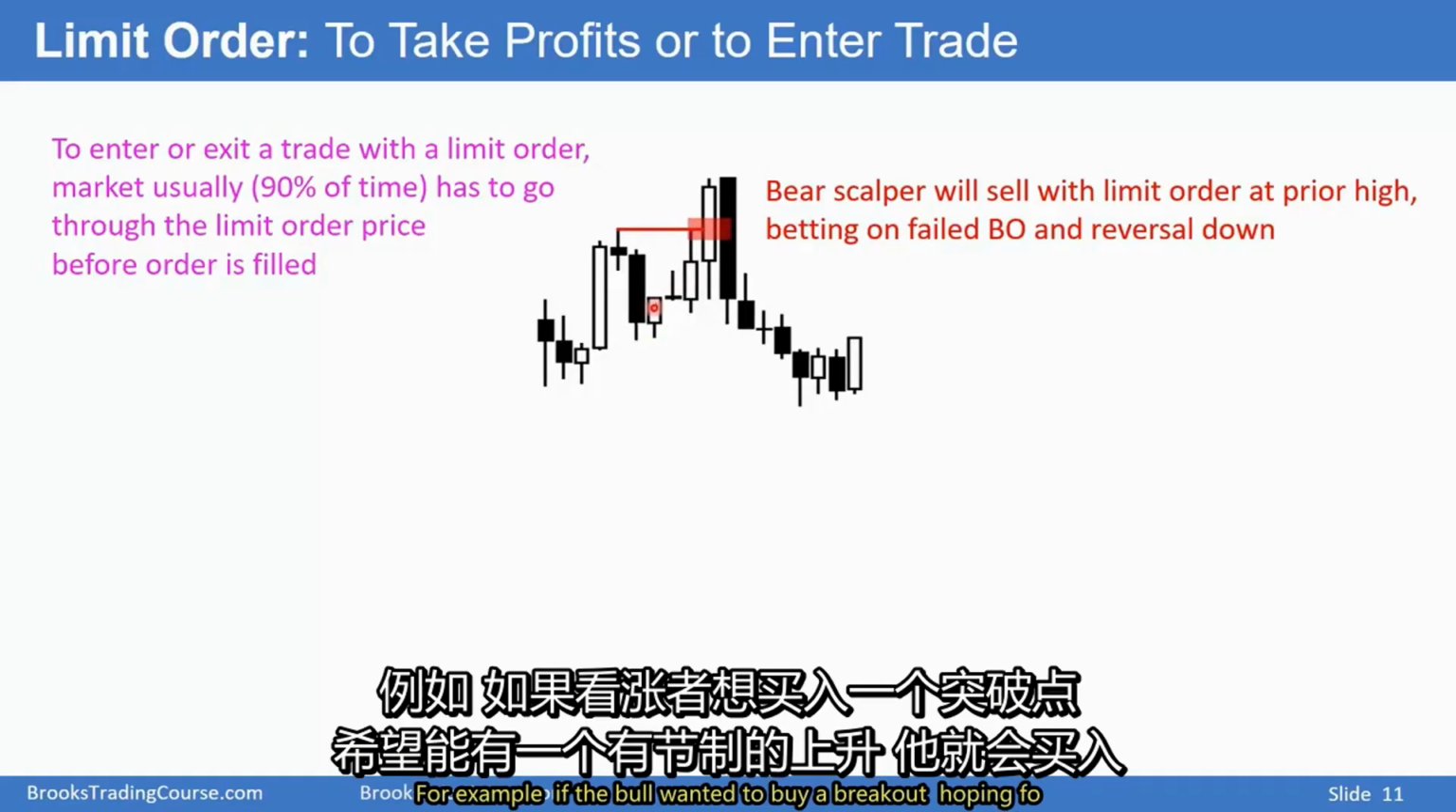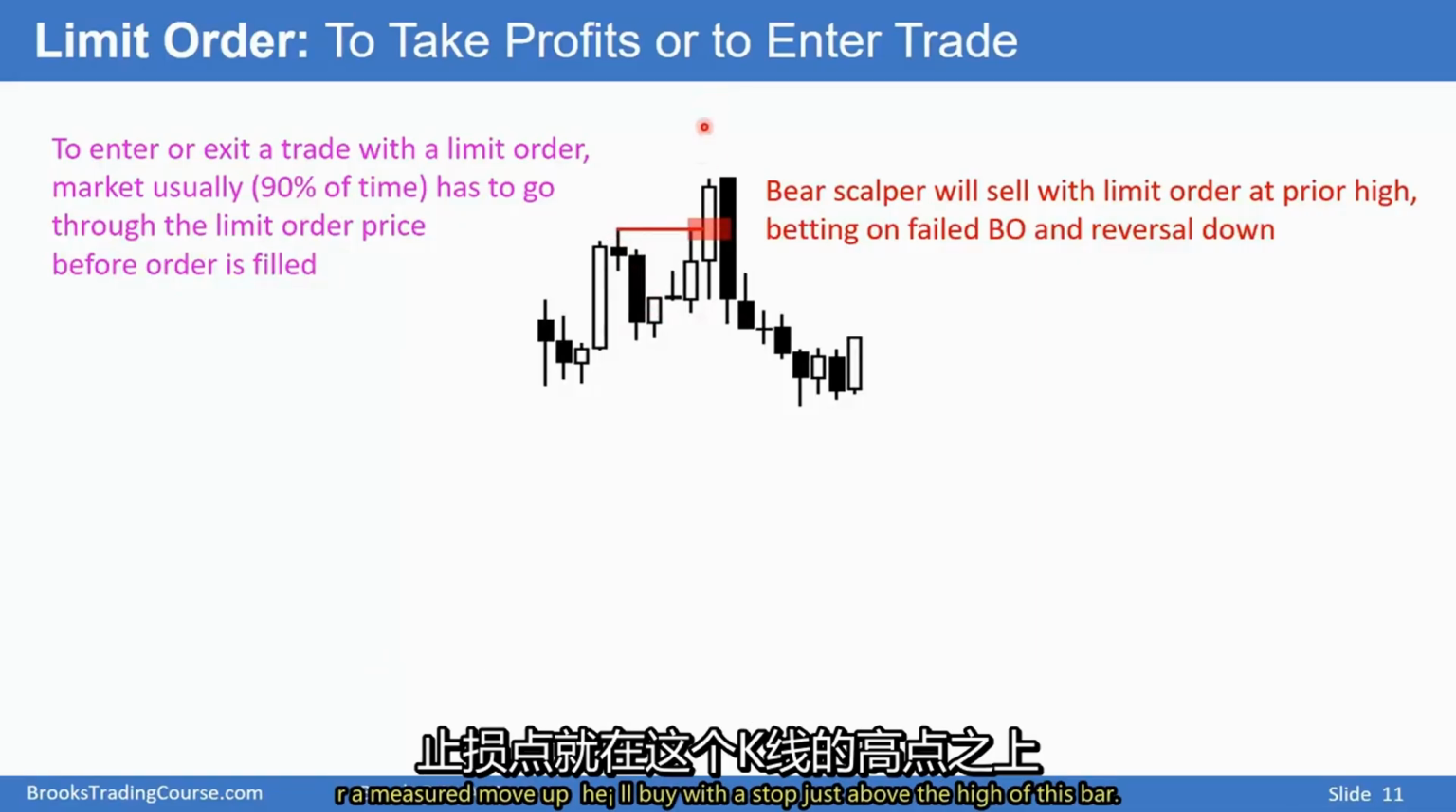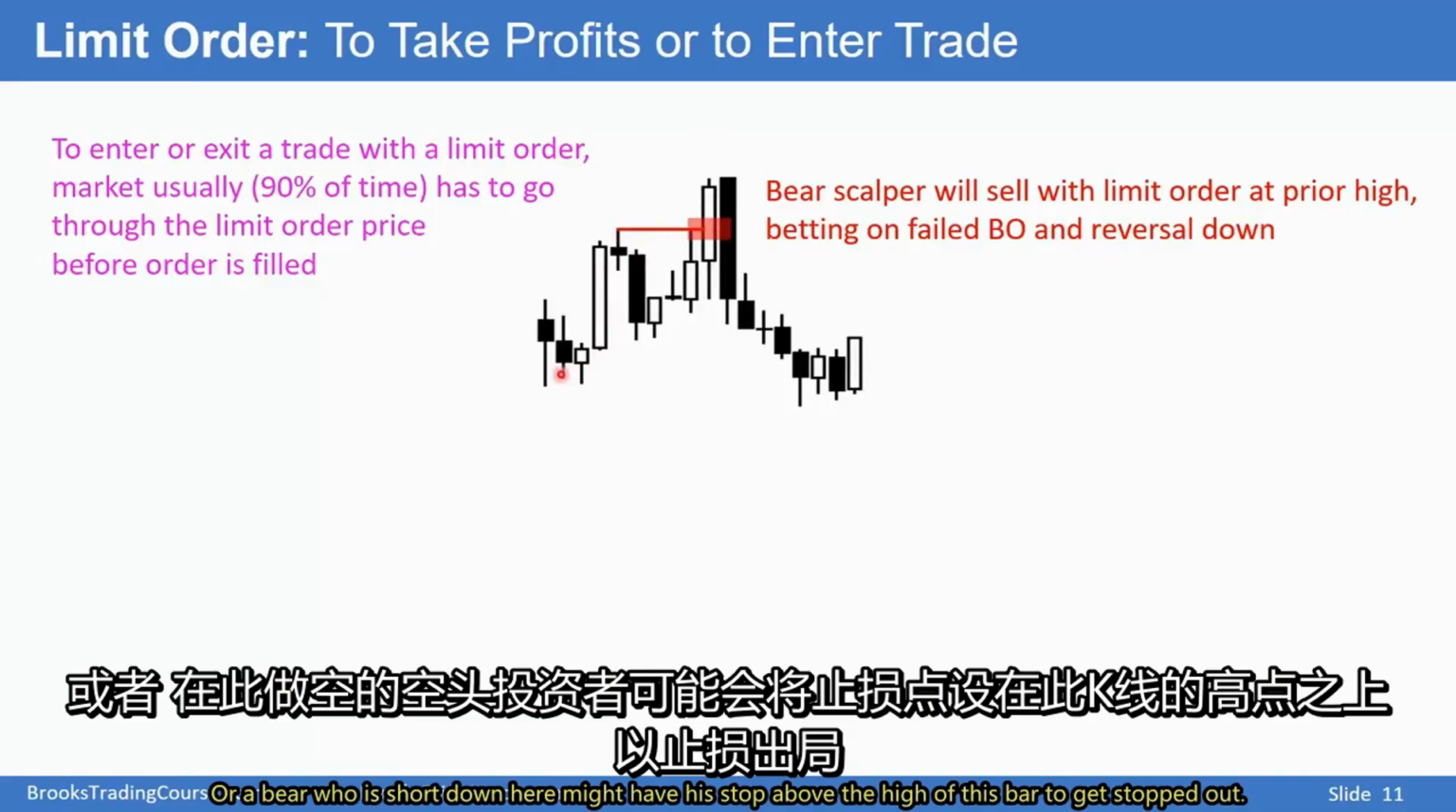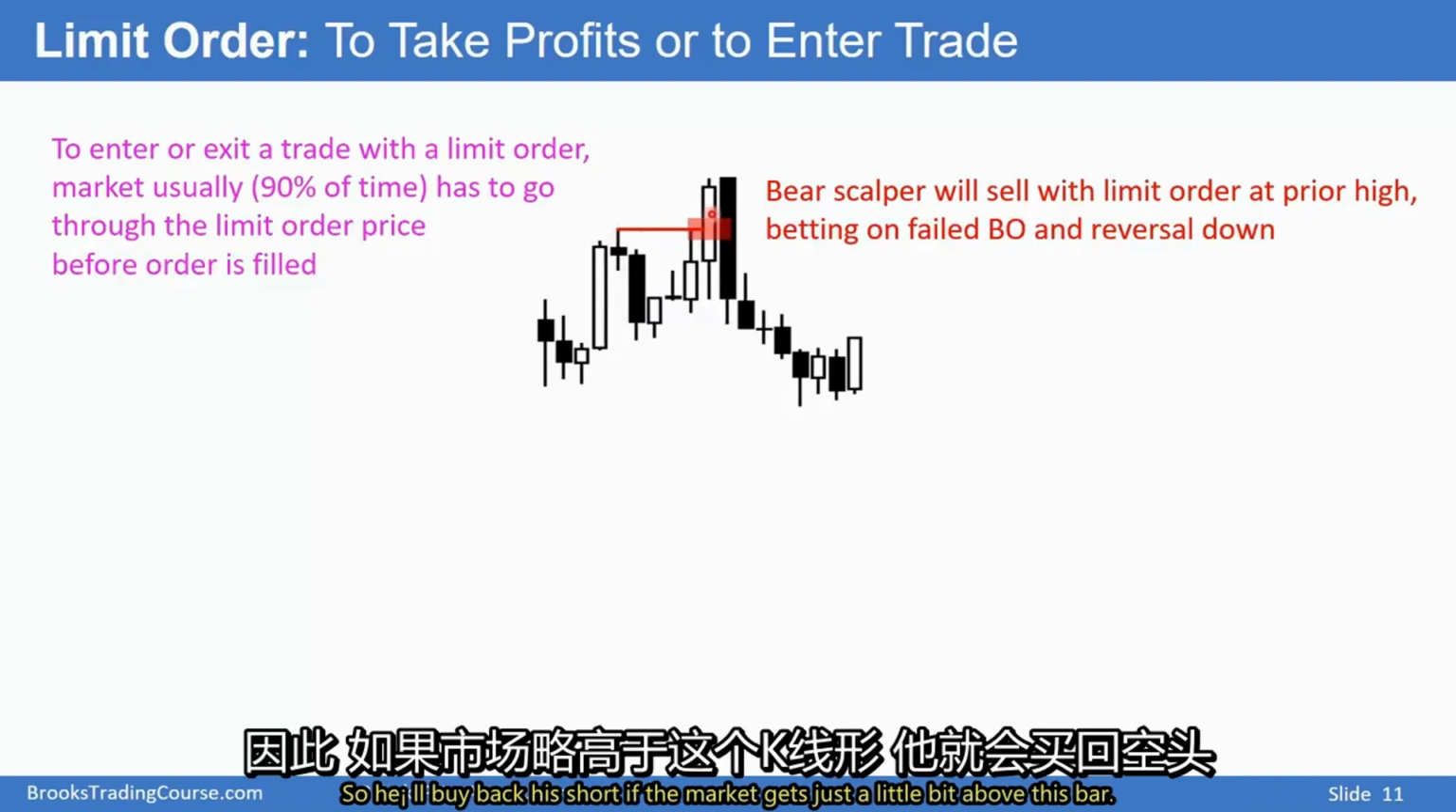For example, if the bull wanted to buy a breakout, hoping for a measured move up, he'll buy with a stop just above the high of this bar. Or a bear who is short down here might have his stop above the high of this bar, so he'll buy back his short if the market gets just a little bit above this bar.